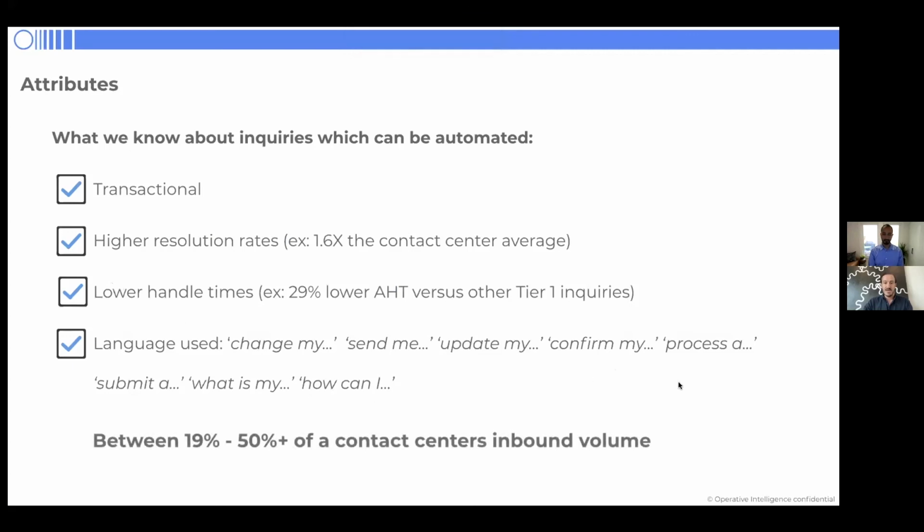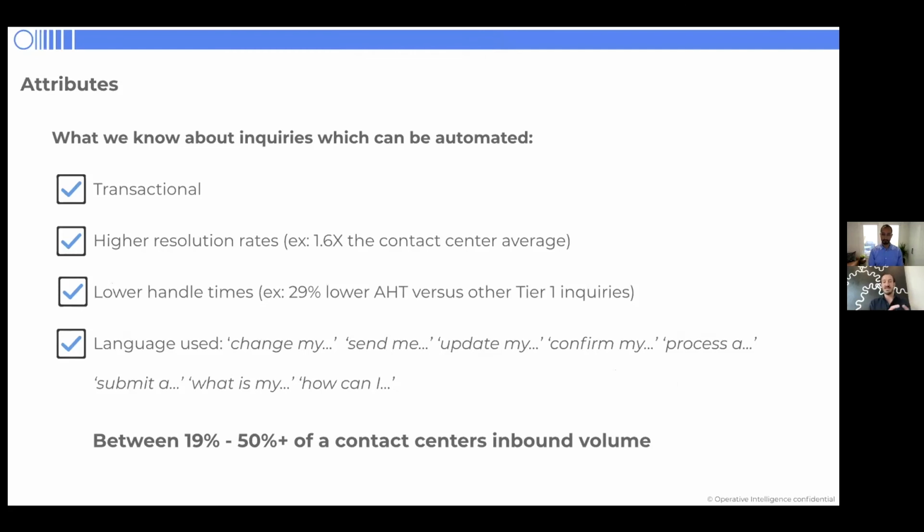So what we know about inquiries which can be automated. Nyan touched on this, they're transactional. And what does transactional mean? Like what do you look for? I think we all intuitively get what transactional means. So at a high level, the way that we structure this is there's two buckets.